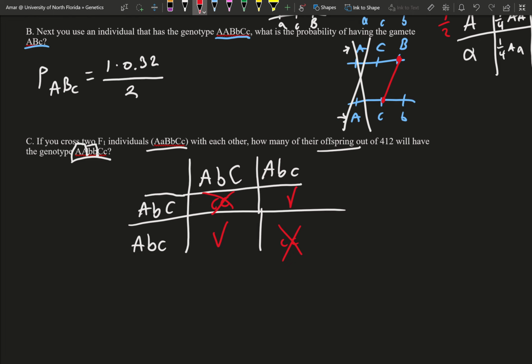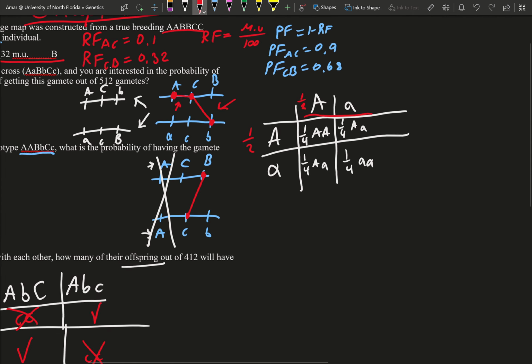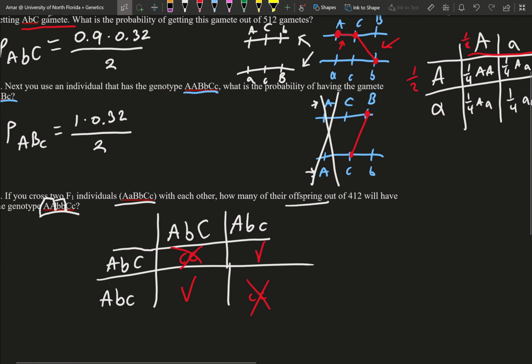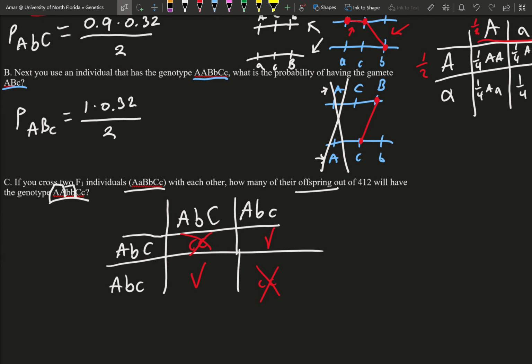Okay. So same thing like what I mentioned before. We have a Punnett square. The way we figure out what the proportion of a certain genotype is, you need to figure out what the probability of their gametes are first, before we can multiply them together to figure out a genotype proportion. So what we need to do is figure out the probability of that gamete and then this gamete as well. Okay. So let's do that.